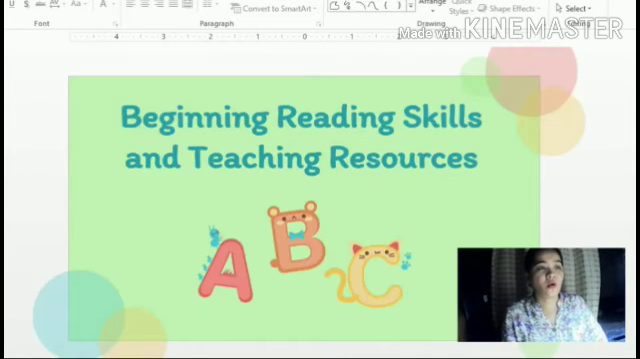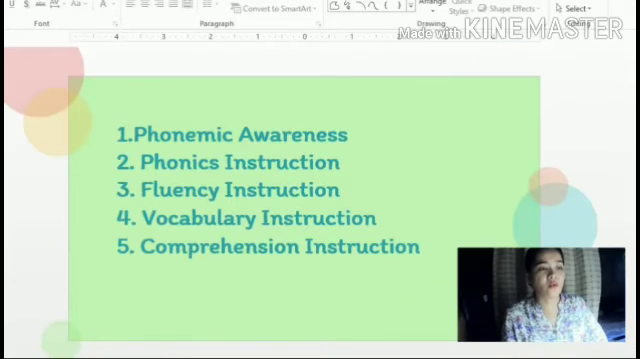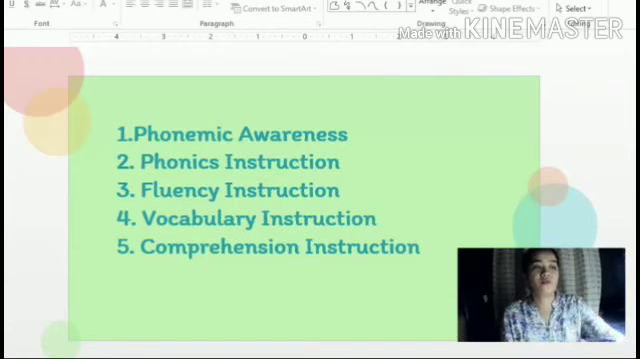Today we're going to talk about beginning reading skills and teaching resources. There are 5 components of reading, and each component is a vital ingredient of multi-dimensional definitions of reading and provides guidance for understanding how the reading process is to be taught. First, let's talk about phonemic awareness.